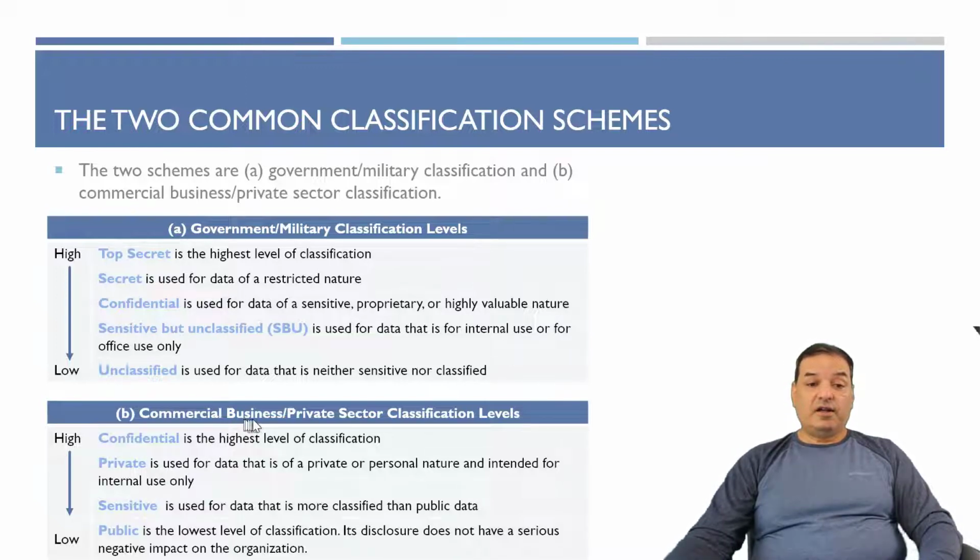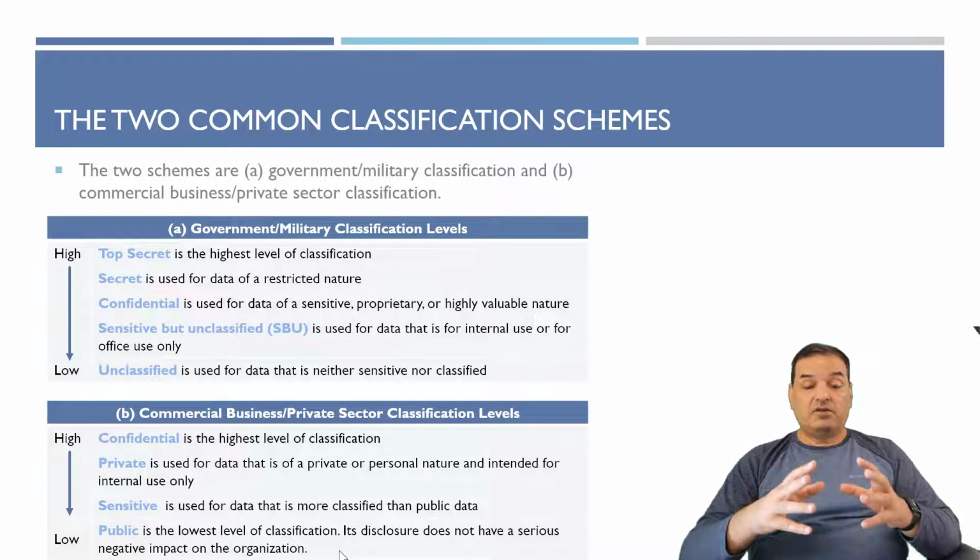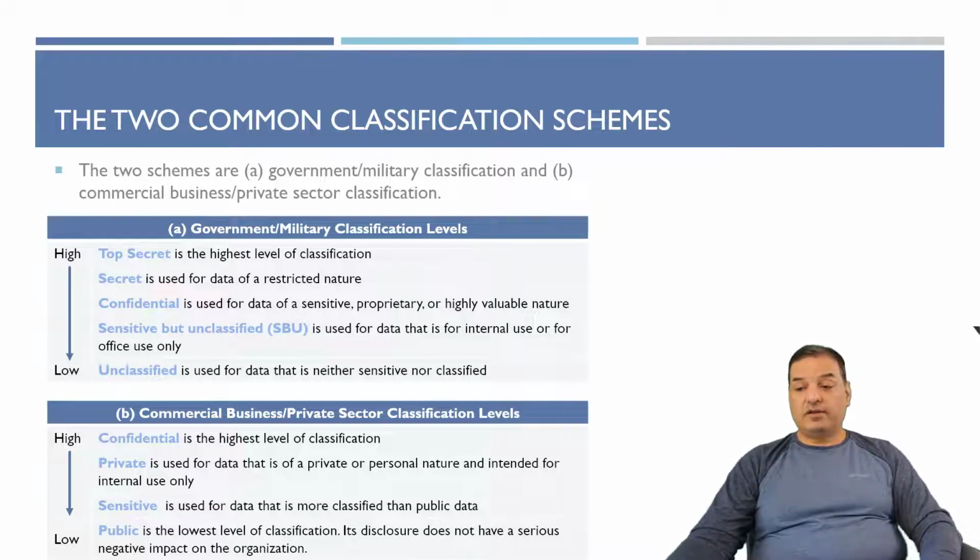In a commercial or private sector classification level, again, you have confidential, which is the highest level of classification. Private is used for data that is private or of a personal nature, like the date of birth, social security numbers, etc., and intended for internal use only. Sensitive is used for data that is more classified than public data. And public often is the lowest level of classification. Its disclosure does not have a serious negative impact on the organization, but I still want to point out that even public data needs to have some level of protection applied to it.